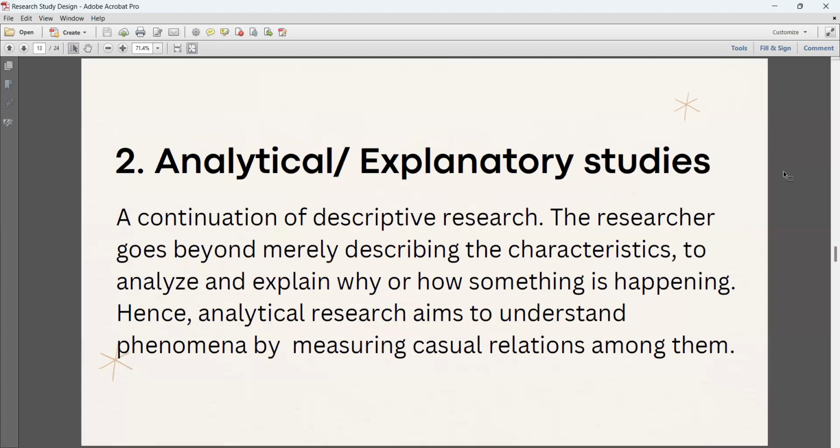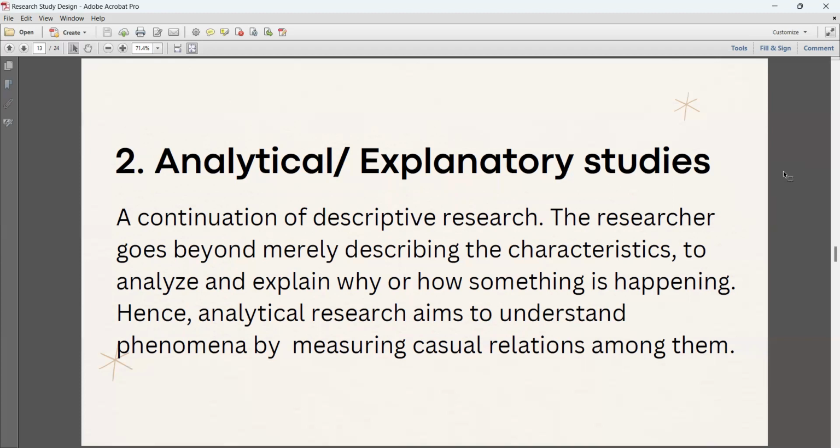From descriptive, now we have analytical or explanatory study. An analytical or explanatory study is a continuation of our descriptive research. Our descriptive study gives us the state of events, and from this, we may start to come up with some hypotheses. A hypothesis is a presumptive statement which can be tested if true.